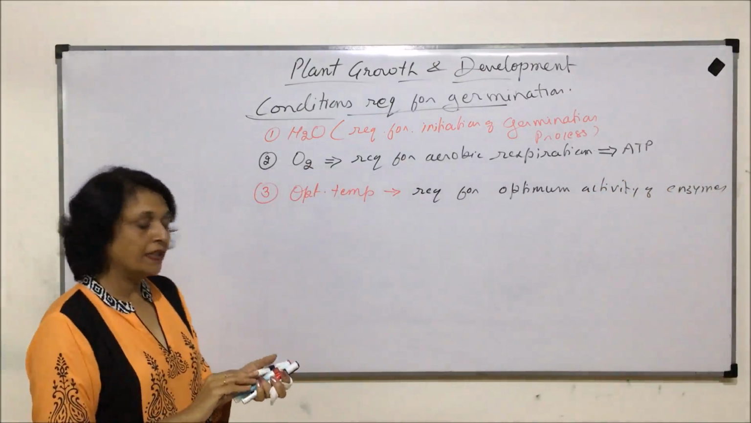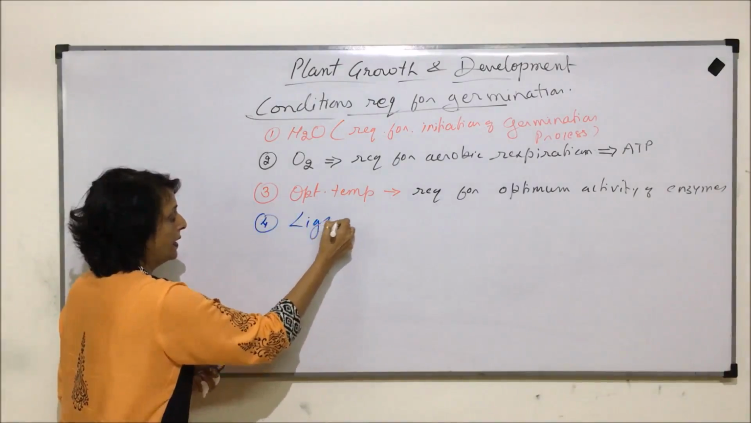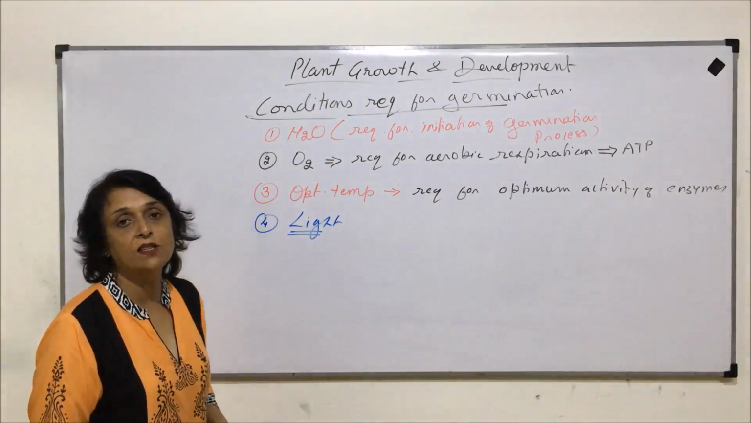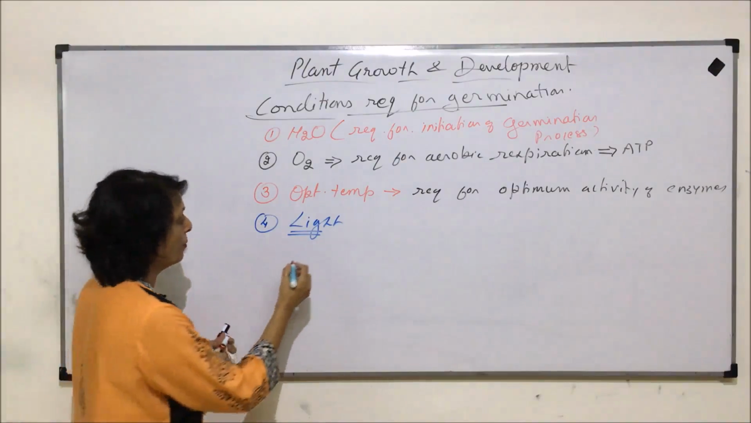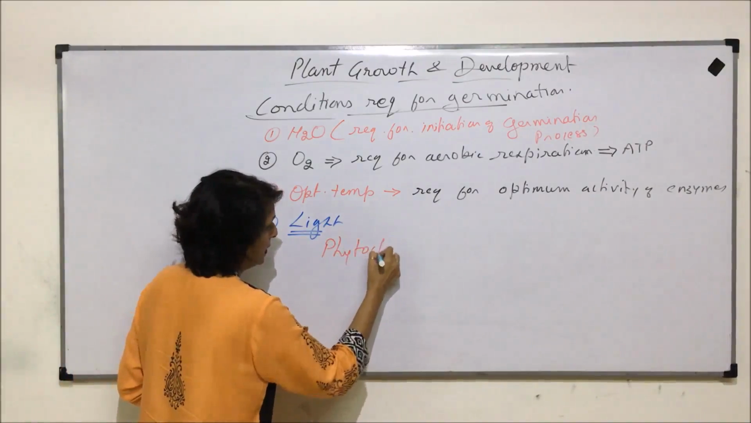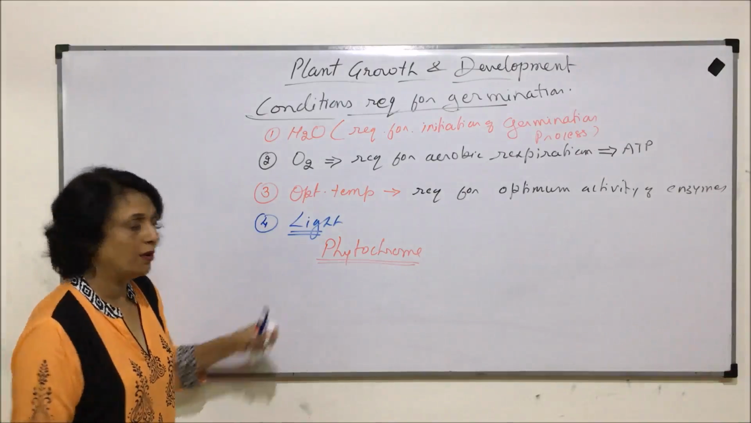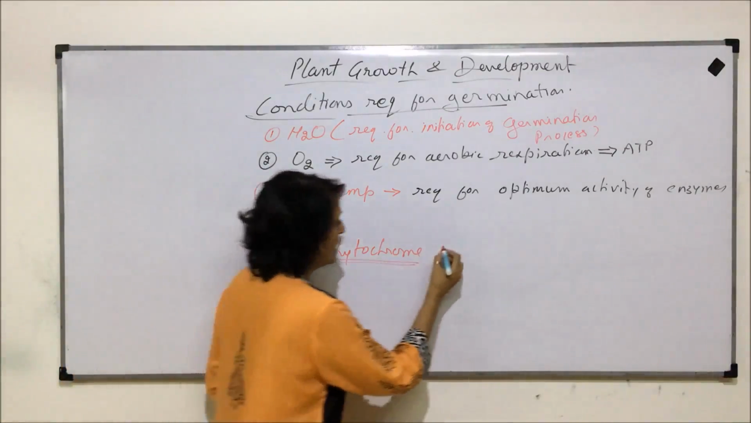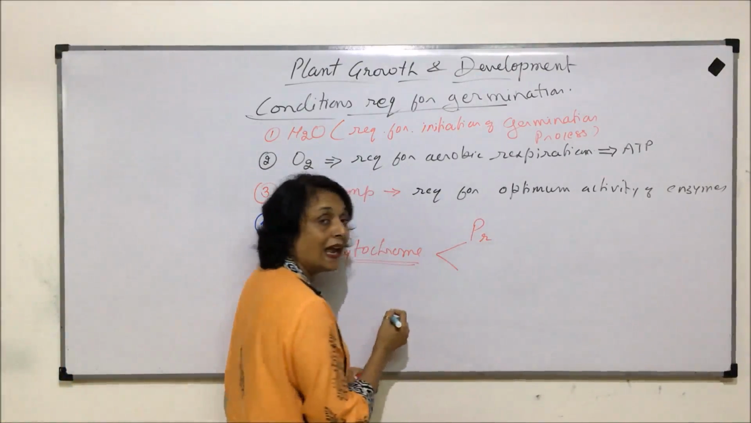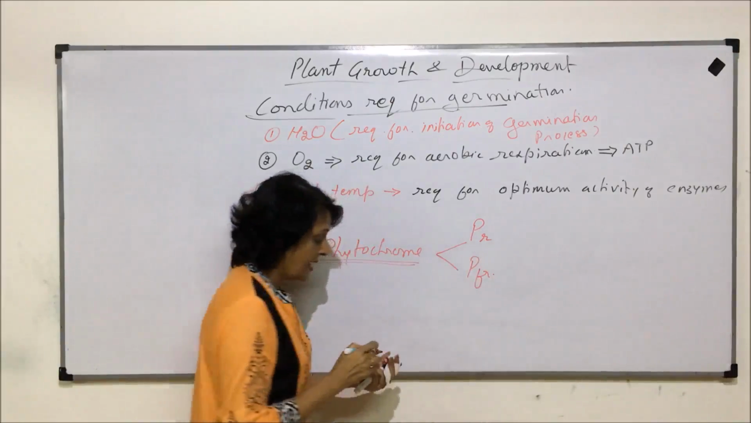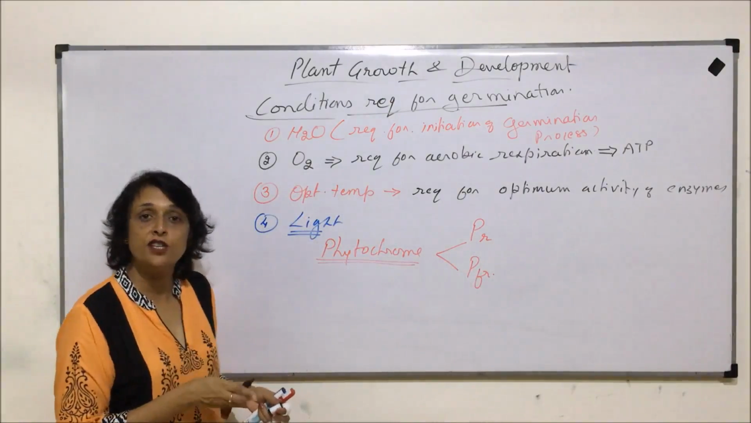Apart from this, other factors also play an important role, like light. Now, what is the role of light in germination? There is a pigment which is known as phytochrome. Phytochrome perceives light stimulus, and it exists in two forms. There are two forms of this phytochrome. It is written as PR and PFR. Now this P stands for phytochrome and R stands for the wavelength which it absorbs.